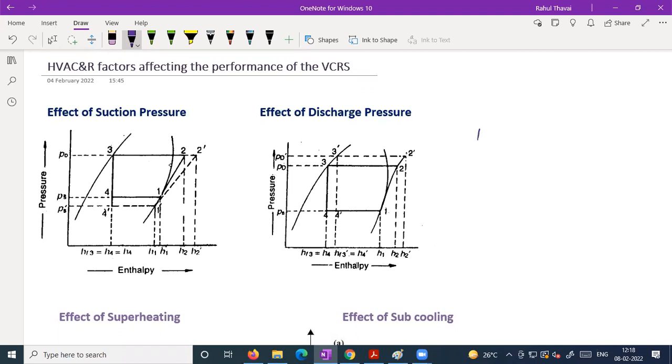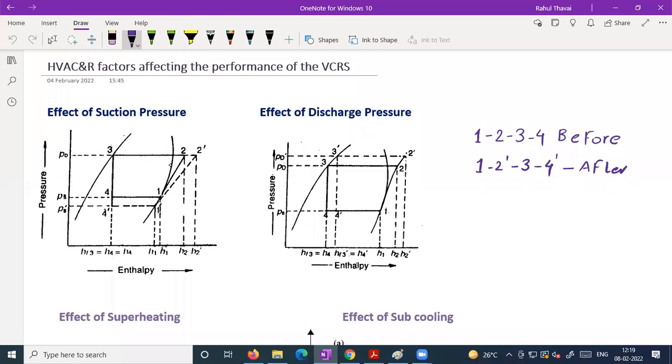1, 2, 3, 4. I'll just write it down here. It's the before condition, that is before decreasing the suction pressure. All of you see, our original cycle is 1, 2, 3, 4. But what happens in the evaporator is, try to see the cycle. 1, 2, 3, 4 is the before condition, but 1, 2 dash, 3 and 4 dash is the after condition. Is that okay, all of you? Yes.